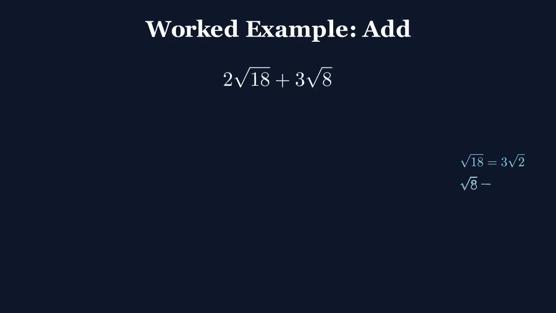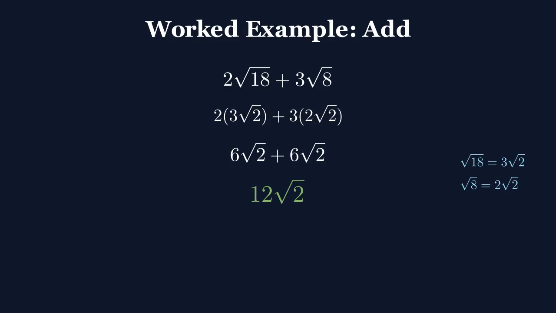Here is a more realistic example. Simplify 2 square root 18 plus 3 square root 8. First simplify each radical. Square root 18 is 3 square root 2, so 2 square root 18 becomes 6 square root 2. Square root 8 is 2 square root 2, so 3 square root 8 becomes 6 square root 2. Together, the answer is 12 square root 2.